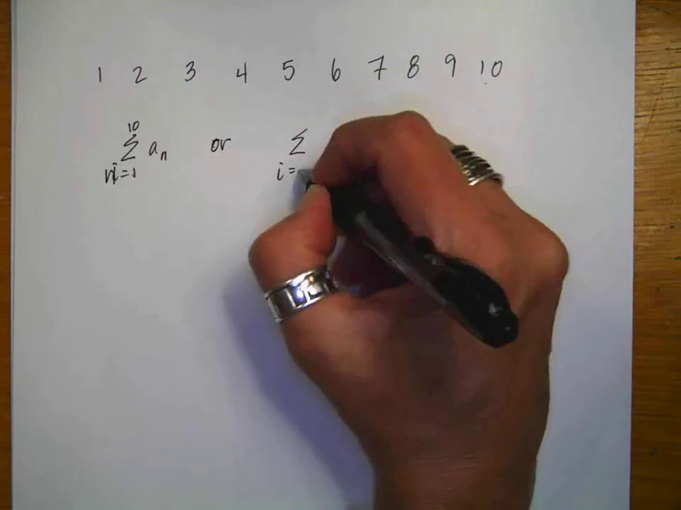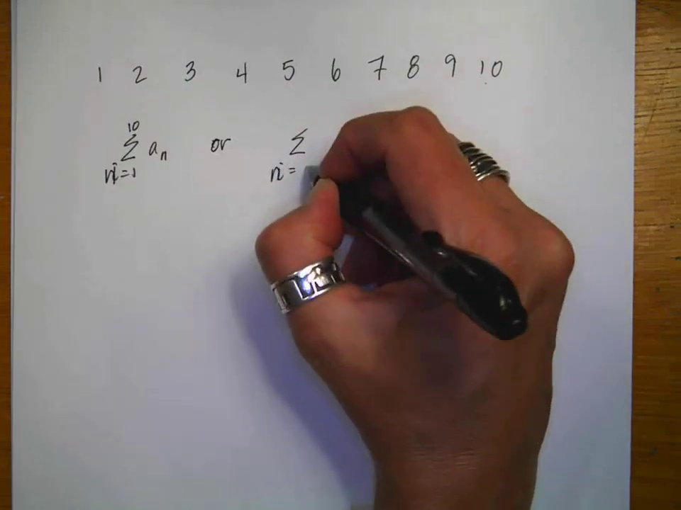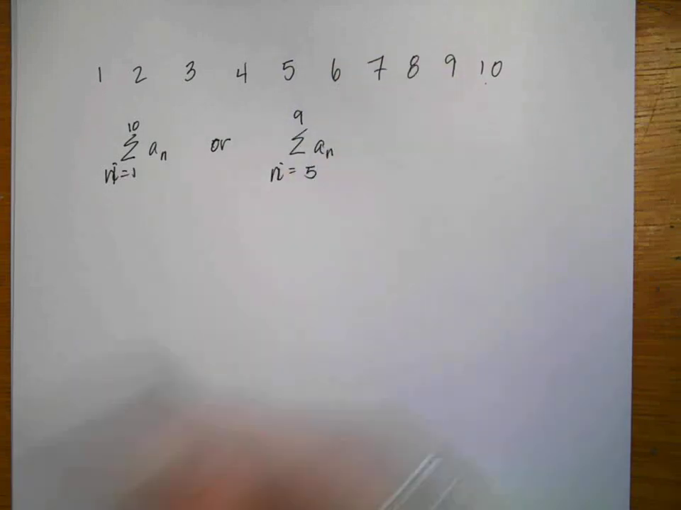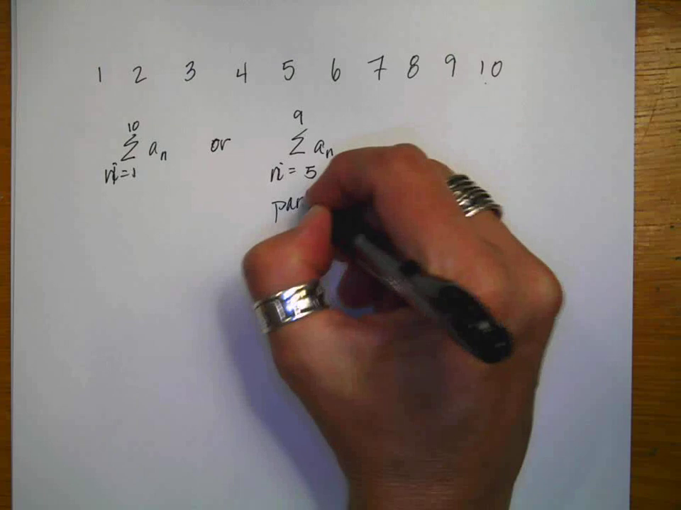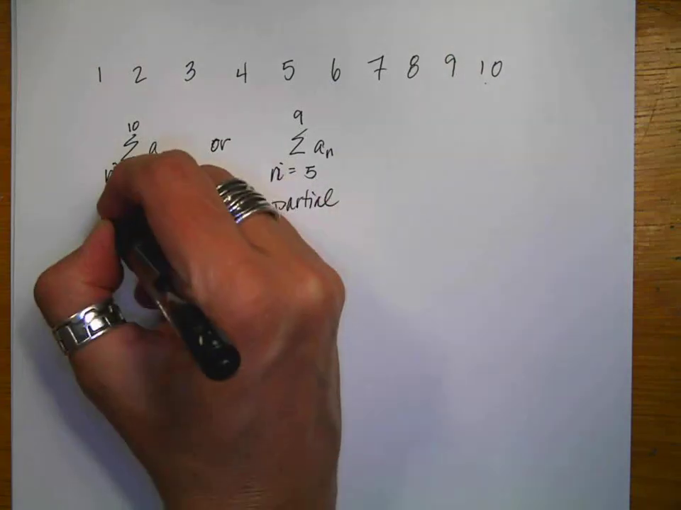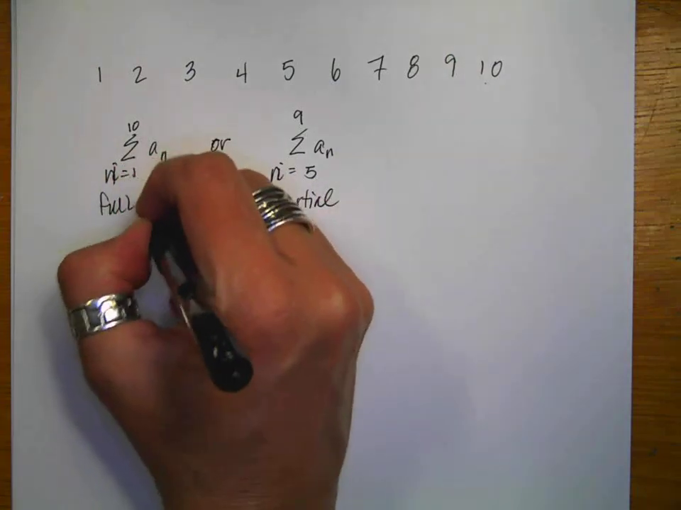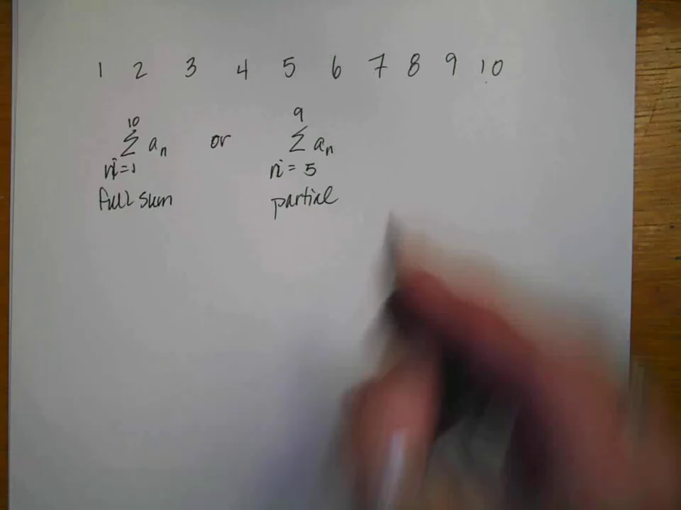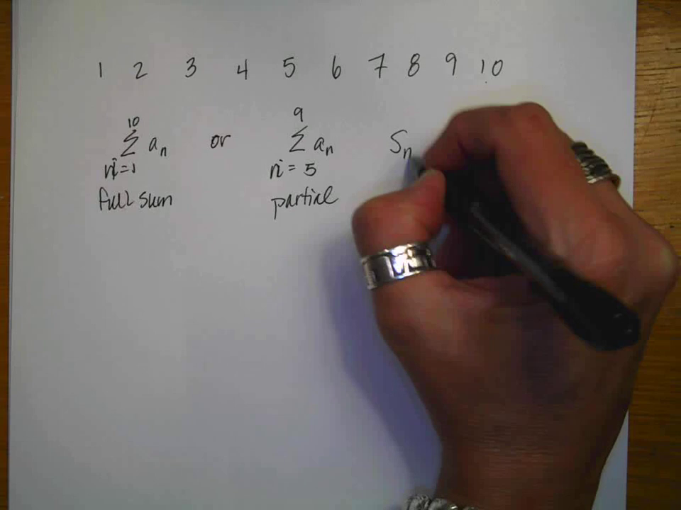So maybe I want to sum from n equals, maybe I want to go from 5 to 9, okay? So this would be a partial sum, and this would be a full, it's really not a word, but just to show the difference between the two types.